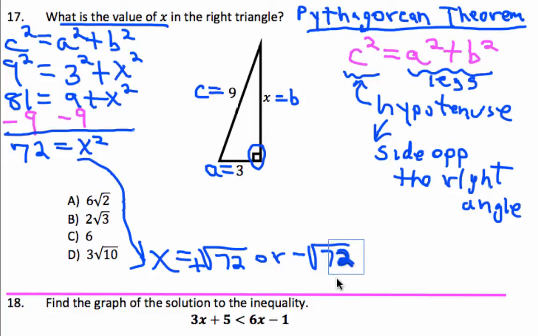However, in a right triangle, you cannot have a negative side. So this solution will have to be discarded. You cannot have a negative length of a side. So the answer is the square root of 72, which must be simplified. It equals the square root of 36 times 2, since 36 is the largest perfect square factor of 72.